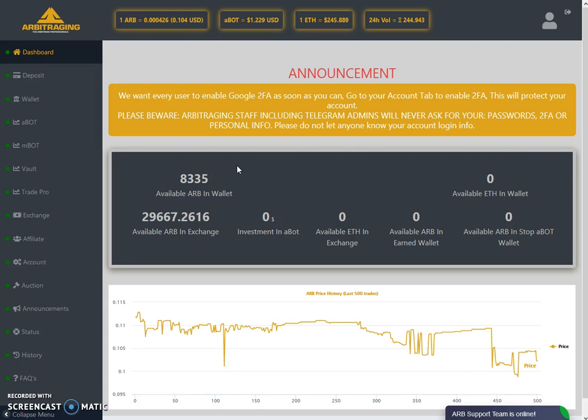I think around 4-5 hours ago, the price of ARB coin was at around 11 cents when Ethereum was at around $257. So because the Ethereum price got down, the price of ARB in USD also got down a bit, by 0.5 cent. The volumes in the last 24 hours are 244.94 Ethereum. Around 6 hours ago, the volume was around 350 Ethereum. So volume crossed 350 Ethereum.